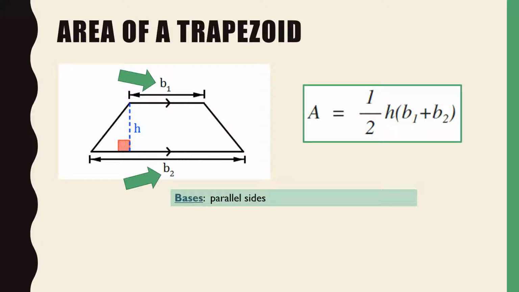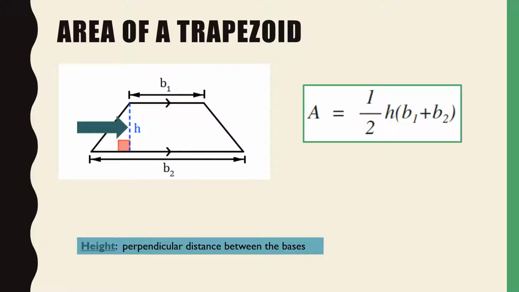Those are the bases. It doesn't matter which one you use as base 1 and base 2 because we're adding them. So we're fine either way. And then our height is the perpendicular distance between those 2 bases. So we want to make sure that we are going at a right angle when we connect those bases.